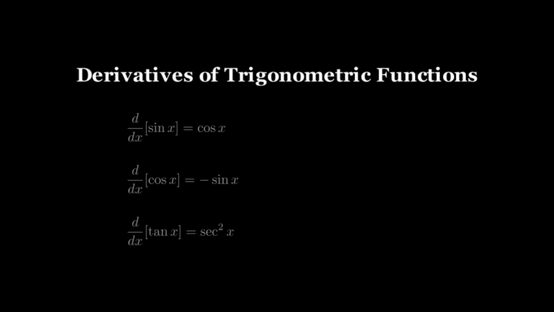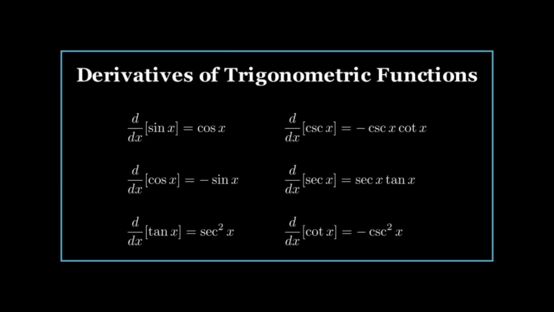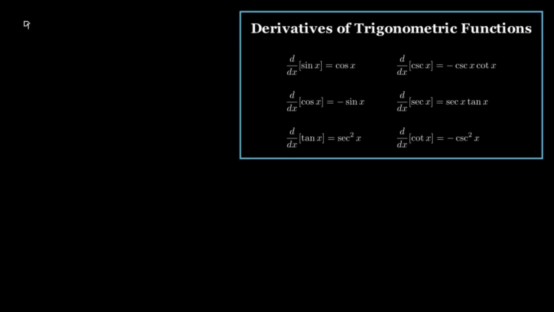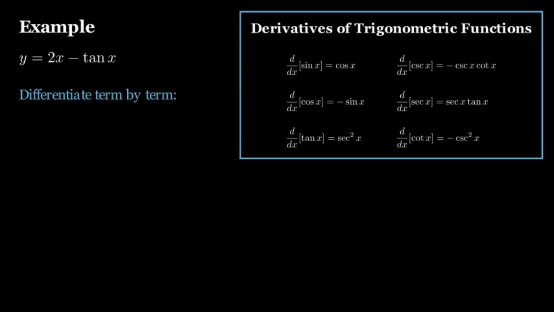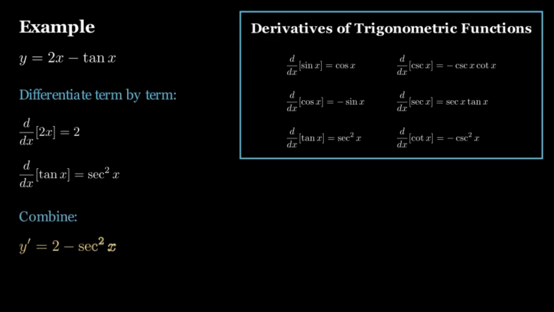Next, we have trigonometric functions. You're going to have to memorize this list, but we can use our sum and difference derivative rule for this specific question. And the derivative of tan of x is just secant squared x. And then we can just combine those answers together.